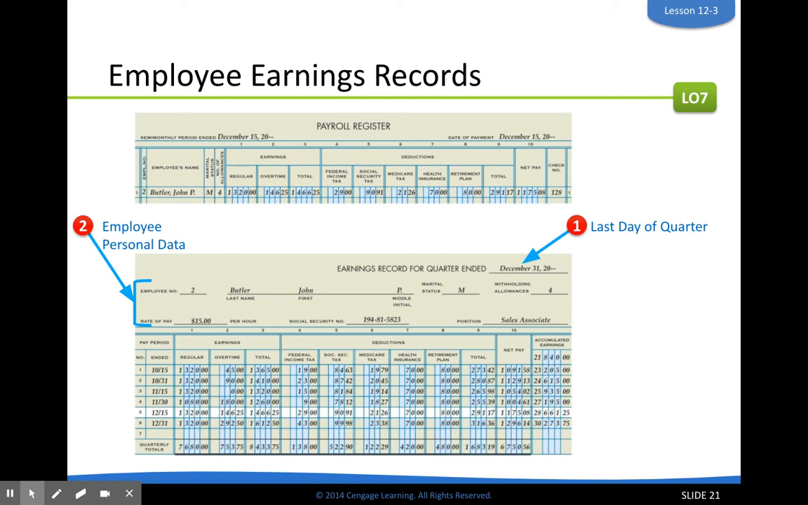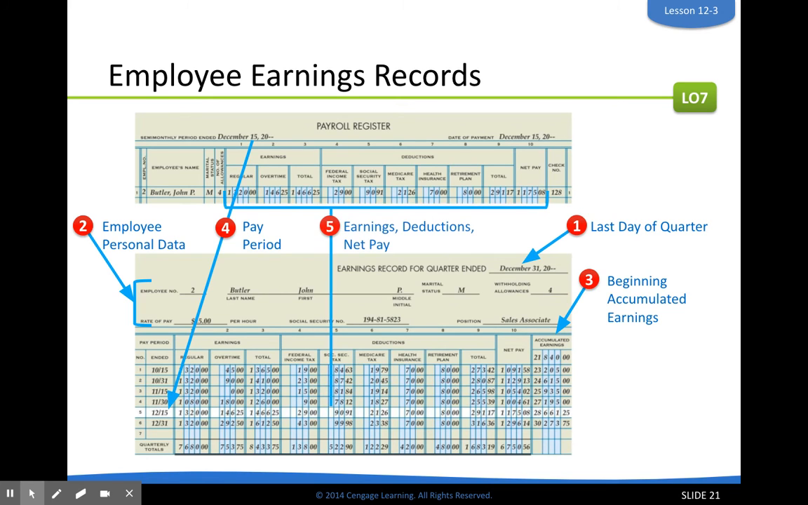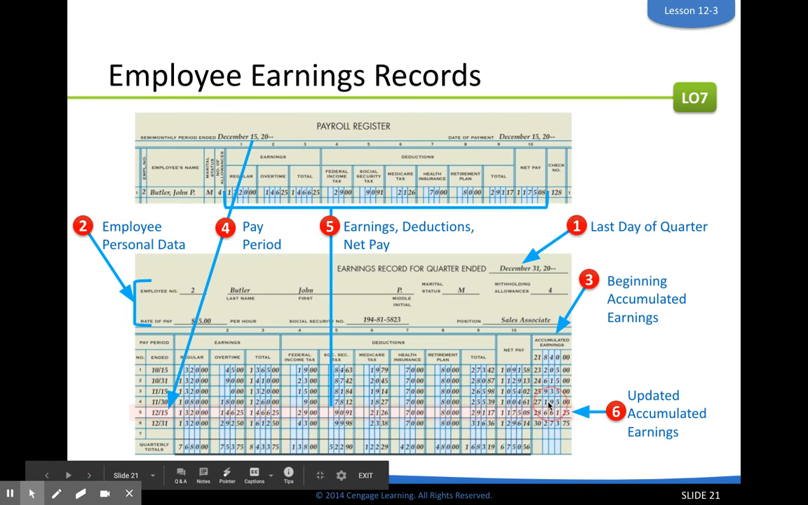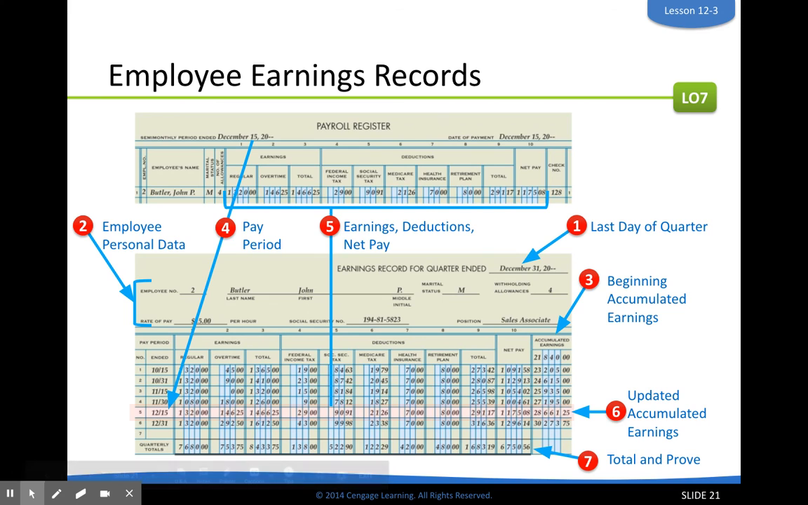And this is important. We need to know the deductions for each individual employee when it comes time to provide a W-2 for every employee at the end of the year. So we have their accumulated earnings to know how much they've made this entire year. Record those numbers for the 12/15 date and calculate the accumulated earnings, which is the accumulated earnings from the pay period before, plus the net pay for that pay period to give us our updated accumulated earnings. And then, of course, total and prove all of our records.